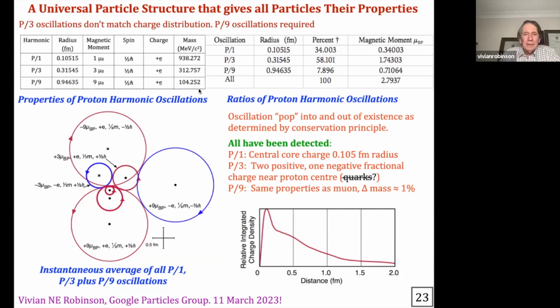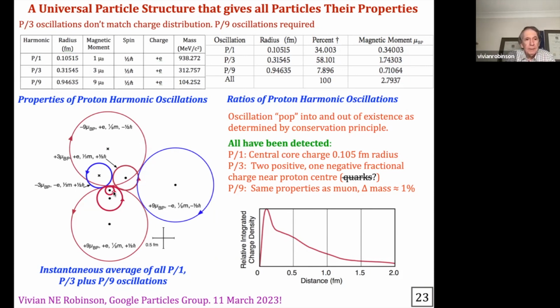105.6, not much different. More on that later. These are the proportions that you need to finish up getting the proton's observed magnetic moment and charge distribution. So it is suggested that these harmonics are actually spreading out your charge and increasing the magnetic moment. Now, these oscillations will just pop into and out of existence as required for conservation principles. And while this may seem a little different, they have all been detected.